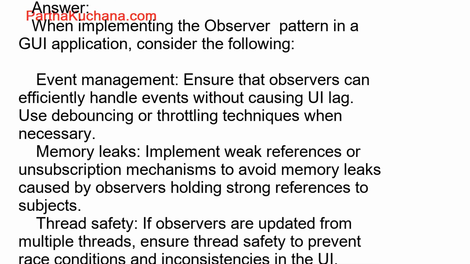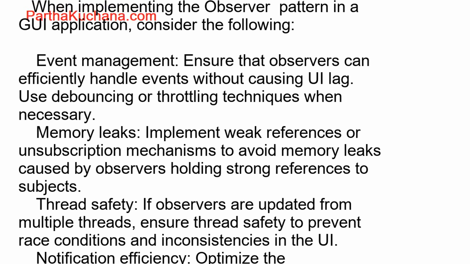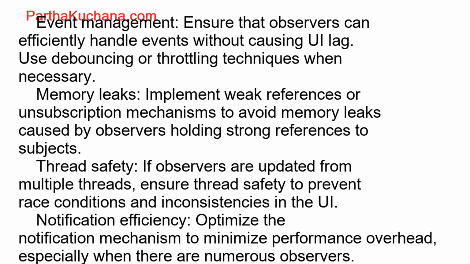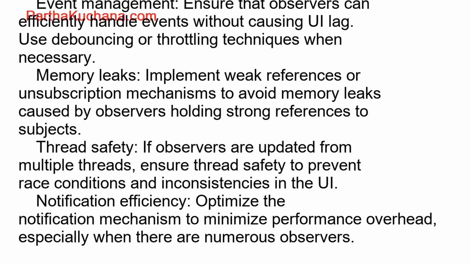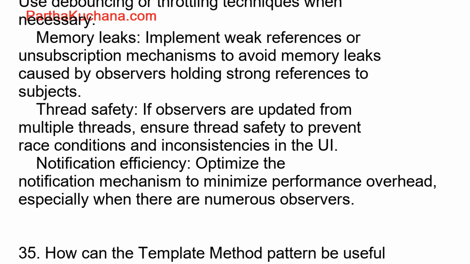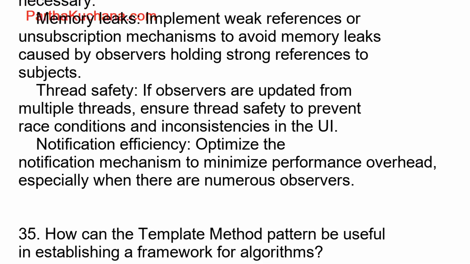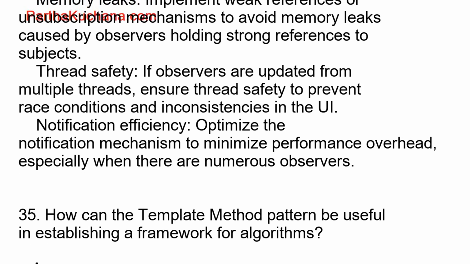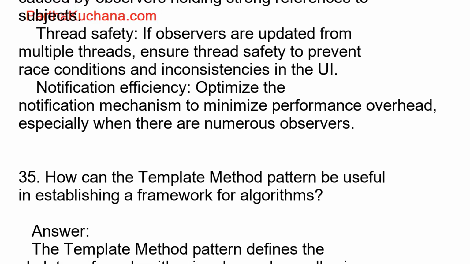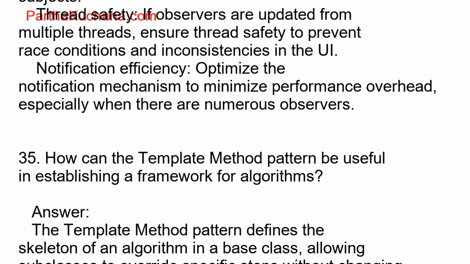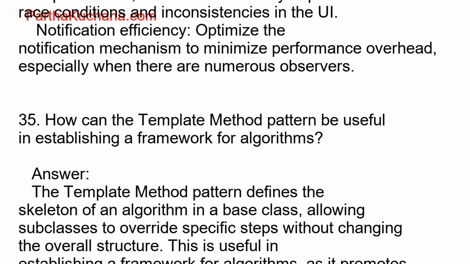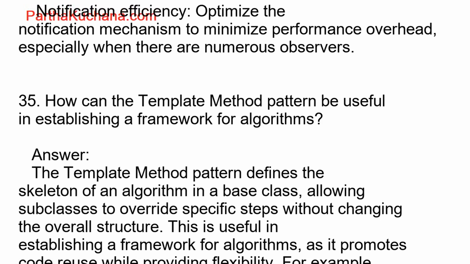The template method pattern defines the skeleton of an algorithm in a base class, allowing subclasses to override specific steps without changing the overall structure. This is useful in establishing a framework for algorithms, as it promotes code reuse while providing flexibility. For example, in a data processing framework, you might have a base class DataProcessor with a template method processData, which outlines steps like readData, processData, and writeData. Subclasses can implement specific data handling methods while benefiting from the established workflow.